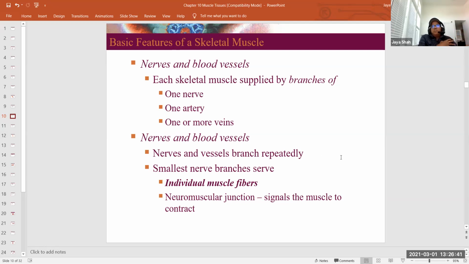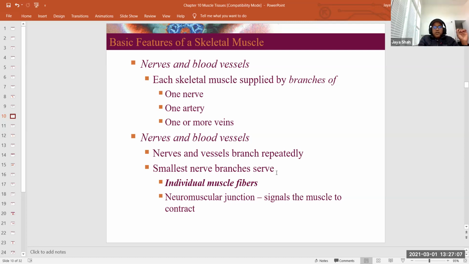So let's say I have a big artery, the axillary artery. It comes, divides, becomes branches, branches again, and then enters the biceps muscle or triceps muscle. The smallest nerve branches serve individual muscle fibers.